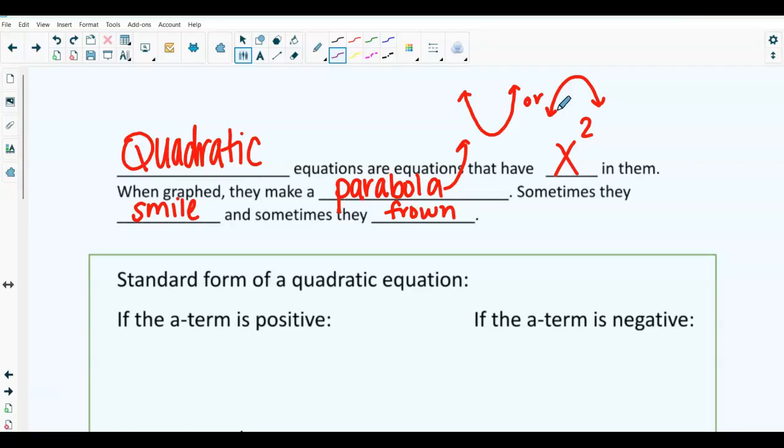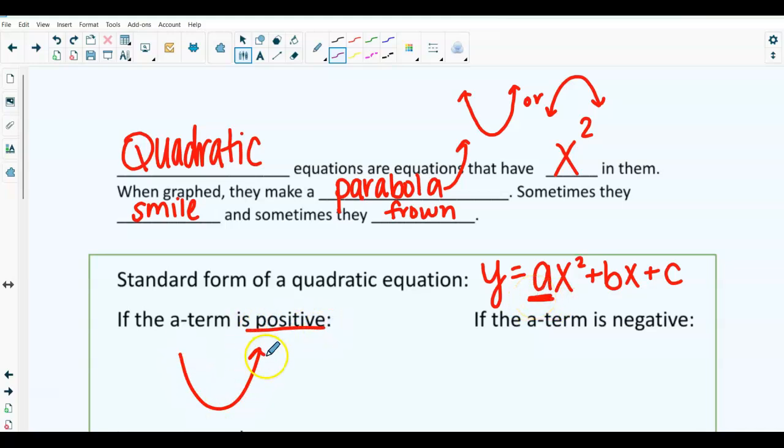Now our standard form of a quadratic equation is actually what we saw a little bit with factoring. Y equals ax squared plus bx plus c. And we have seen those terms before. If we look at the a specifically, if the a is positive, it's going to smile. And if the a is negative, it's going to frown.